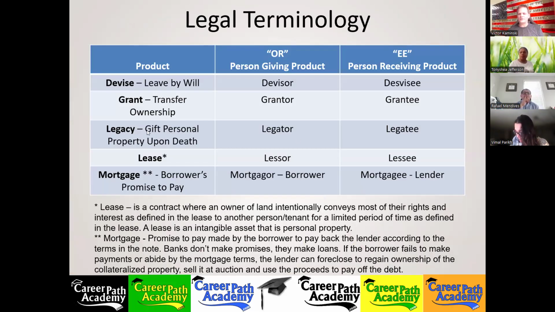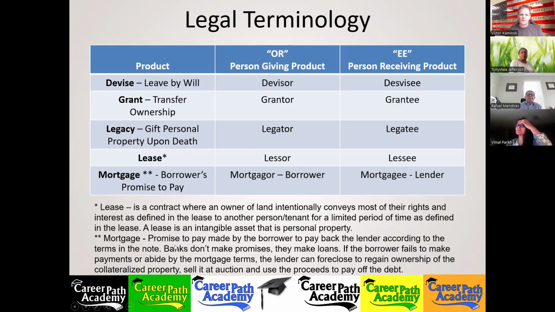Here's just another little chart I made of the same thing that explains what a lease and a mortgage is. Just like I verbally told you what devise, grant, legacy, lease, and mortgages are. Lease, here we go. It's a contract where an owner of land intentionally conveys most of their rights and interest as defined in a lease to another person, the tenant, for a limited period of time as defined in a lease. A lease is an intangible asset that is personal property.